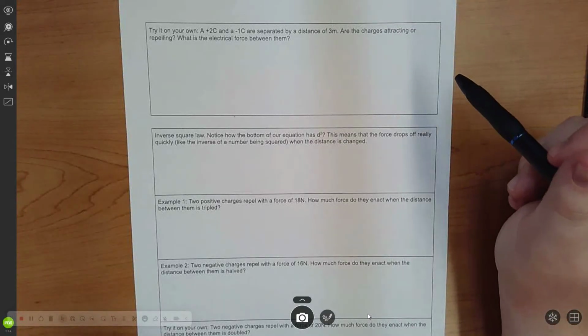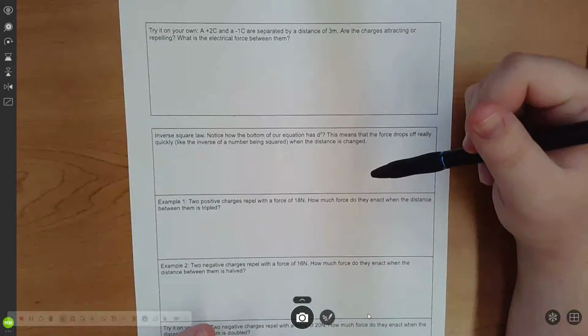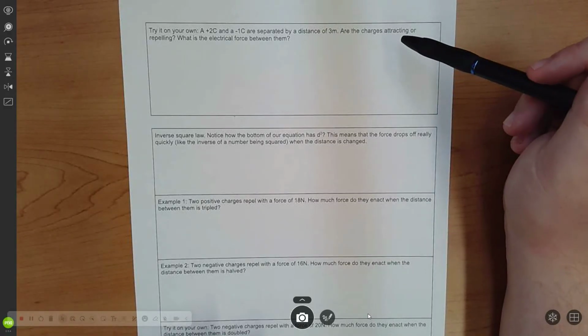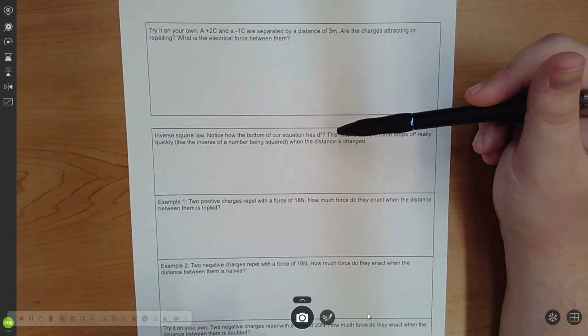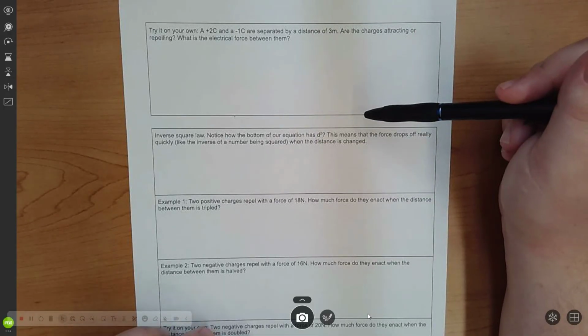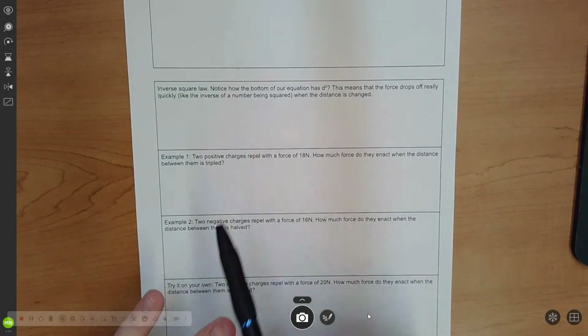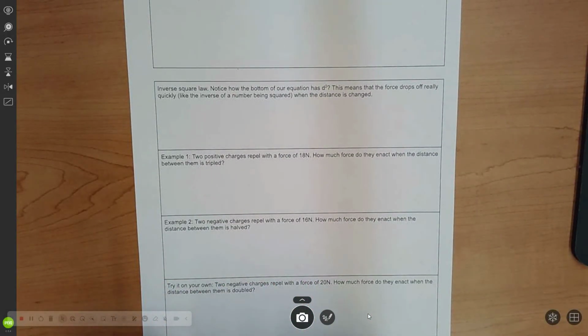All right, we are moving on to the second part of the notes here. So if you have not already done the front side of Coulomb's law, go back and do the first video first and then come back to this video. So down here, we are going to be learning about something called the inverse square law.